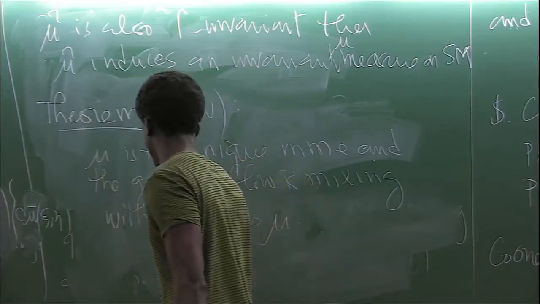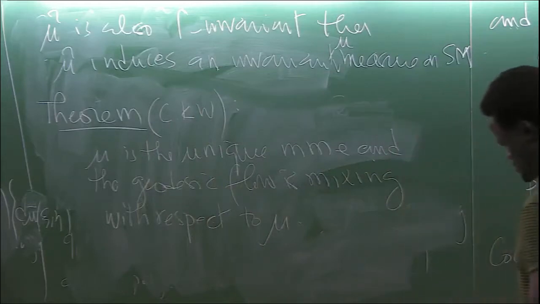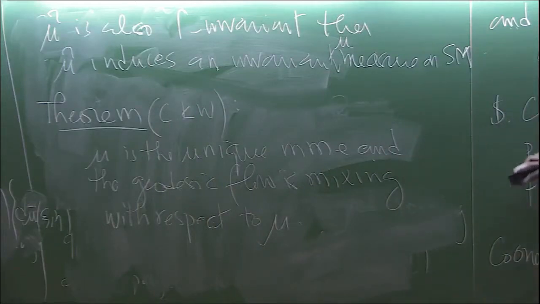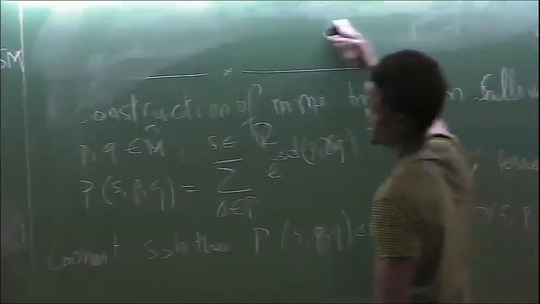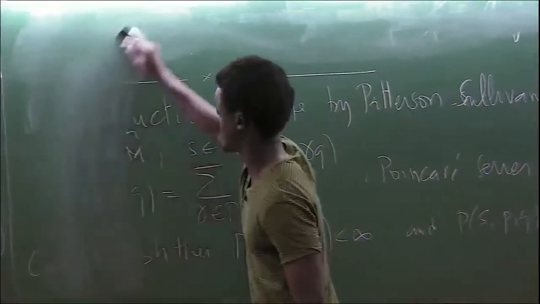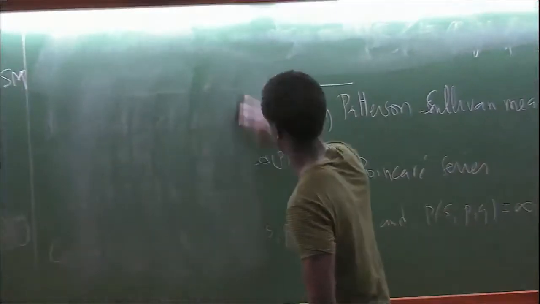Yep. So mixing, I saw it this morning in the slides of Sylvain. It's just that you take the measure of the intersection of two sets, where one is iterated by the dynamics, and it converges to the product of the measures of the two sets.